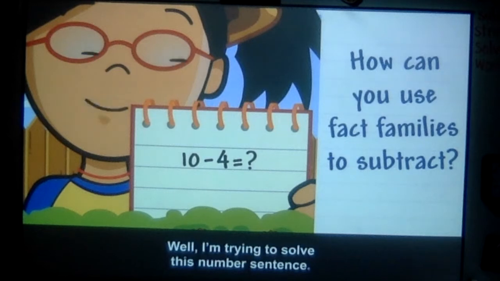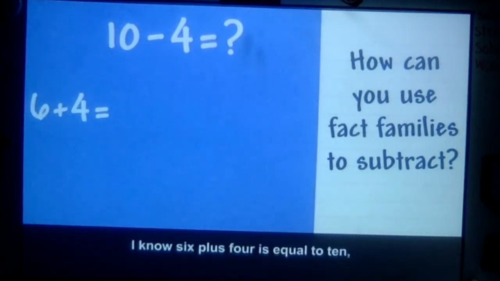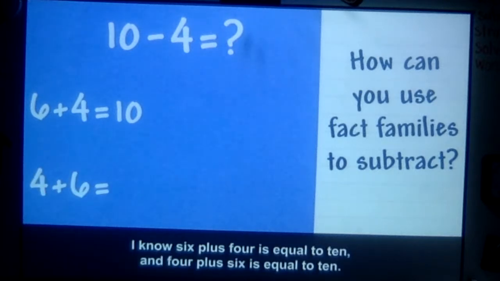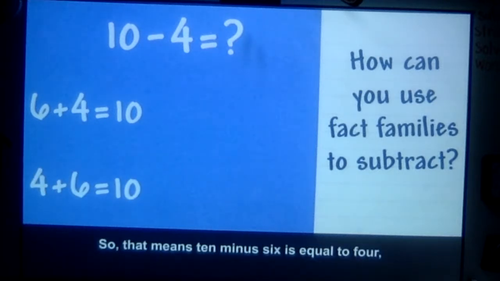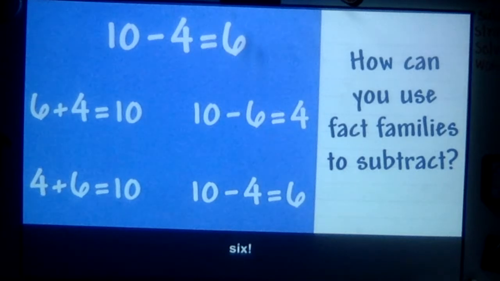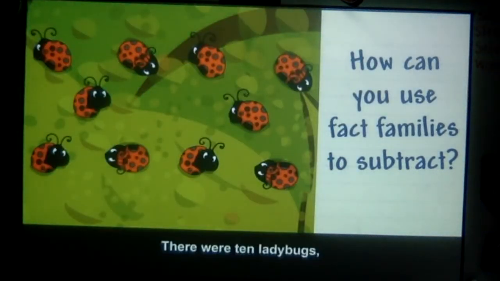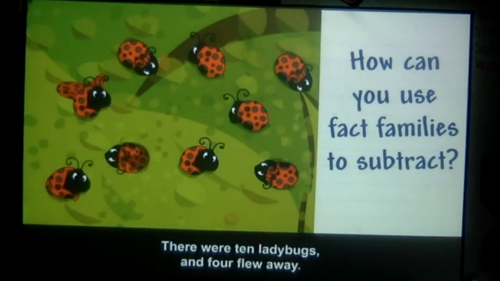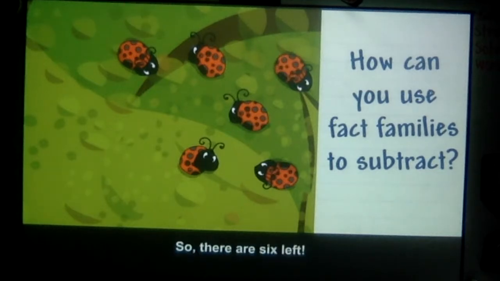Well, I'm trying to solve this number sentence. I know 6 plus 4 is equal to 10, and 4 plus 6 is equal to 10. So that means 10 minus 6 is equal to 4, and 10 minus 4 is equal to 6. There are 10 ladybugs, and 4 flew away, so there are 6 left.